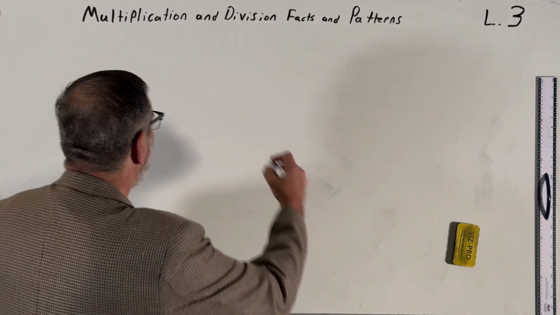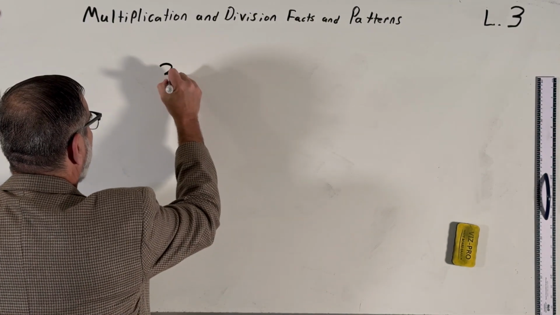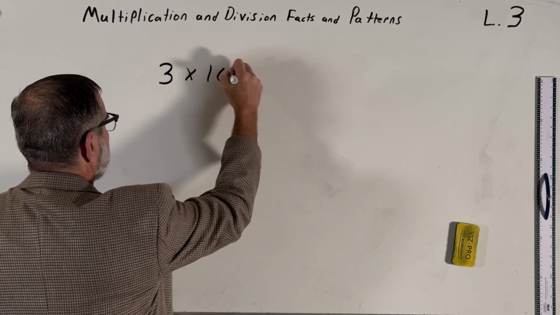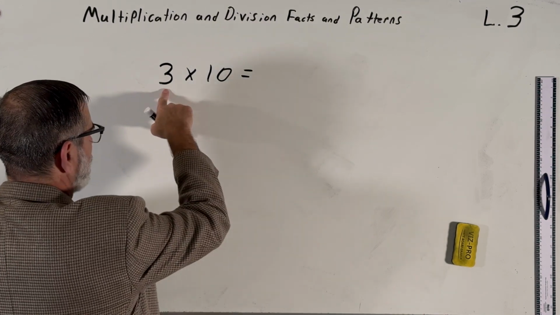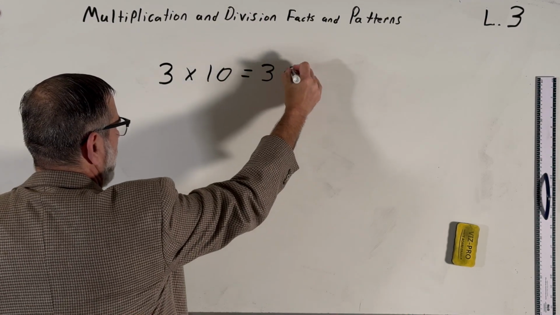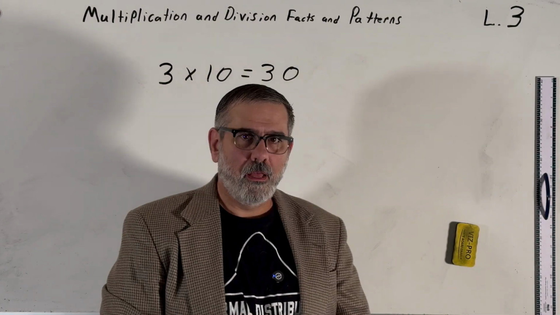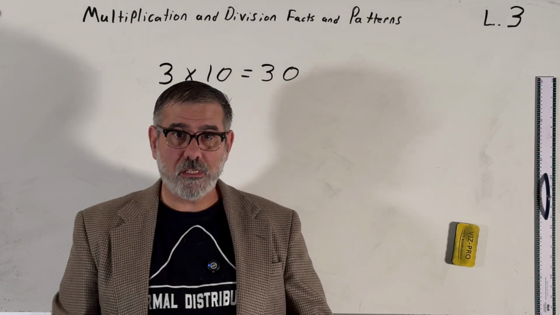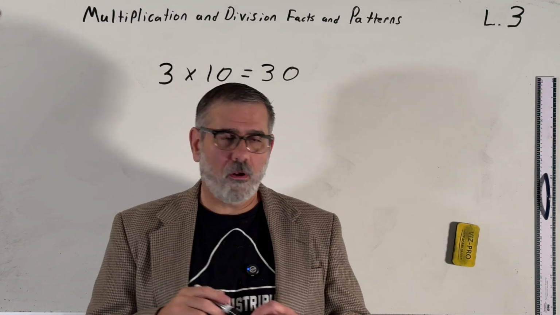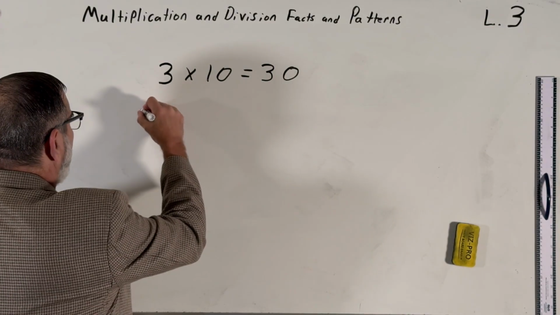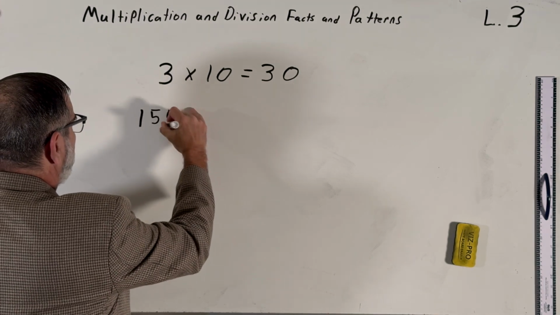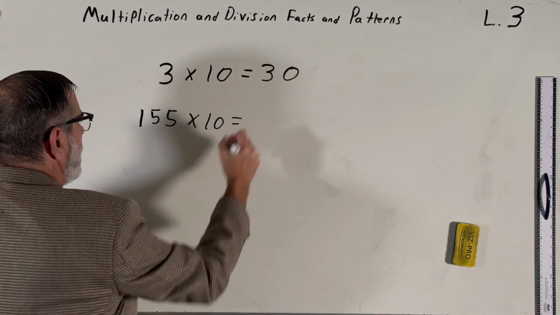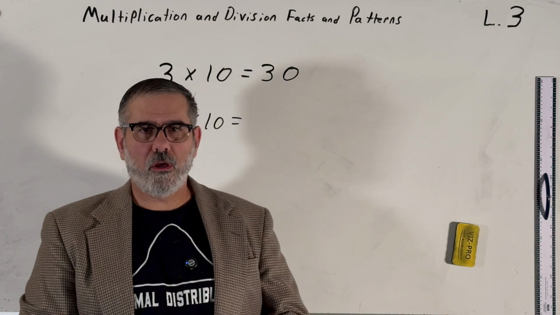So for example, 3 times 10, we just rewrite the 3 and we add on a 0. So 3 times 10 is 30. And multiplication by 10 is just as easy as that. So why don't you try one at home now? Let's try 155 times 10. Go ahead and pause the video and give it a try.